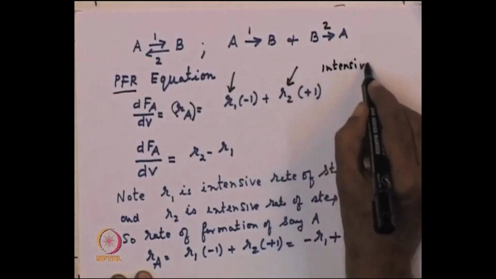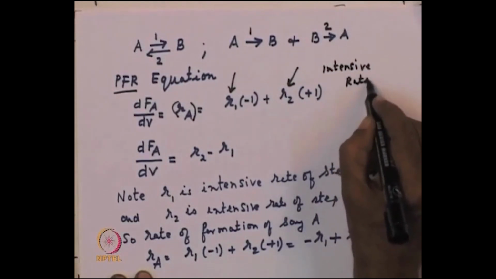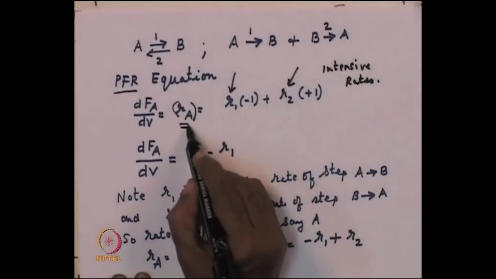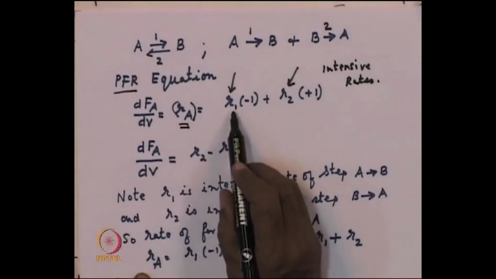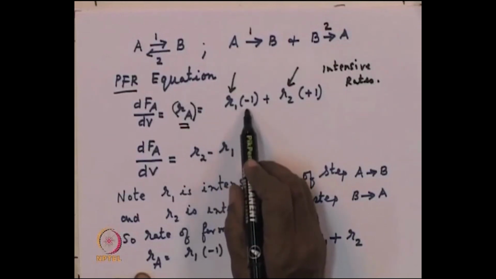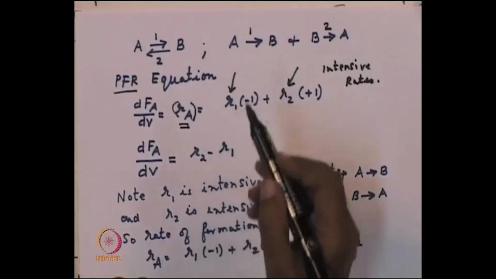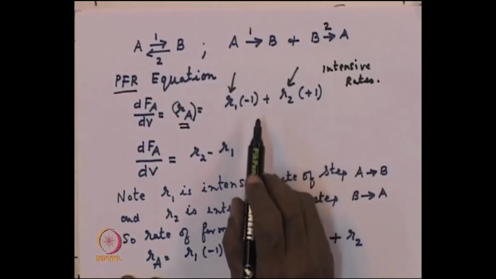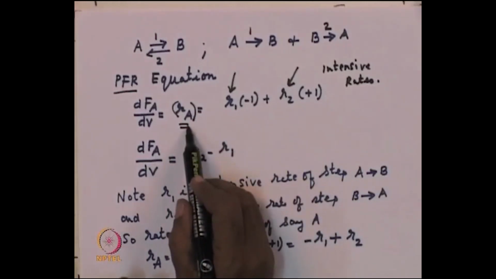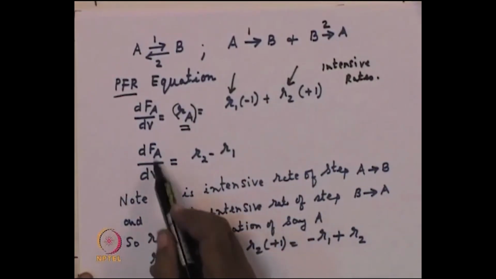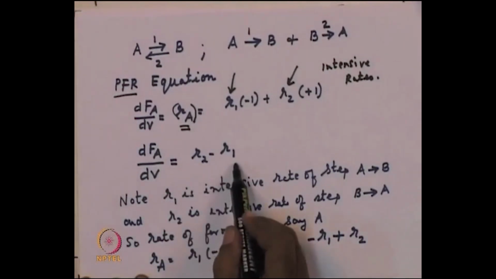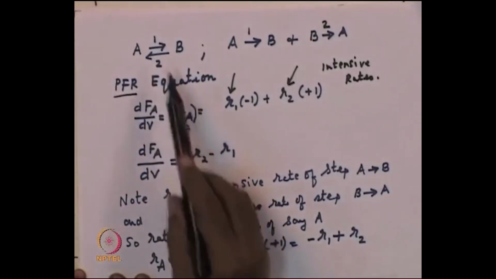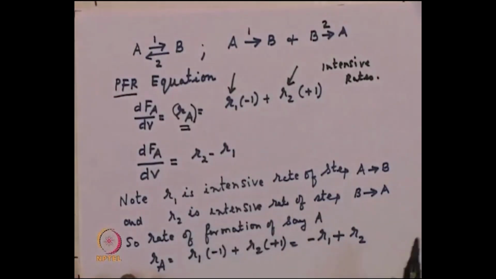What is meant by intensive rates? By intensive rates we mean that if you want to find the rate of formation of a component, you multiply the intensive rate of that reaction by the appropriate stoichiometric coefficient. So, if there are two reactions 1 and 2, you multiply by the appropriate stoichiometric coefficient to find the actual rate at which that particular component is formed. Therefore, dFA/dV becomes R2 minus R1, and it stands to reason because component A is formed from reaction 2 and consumed in reaction 1.